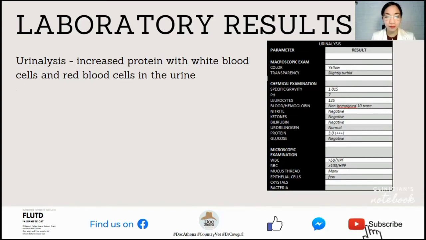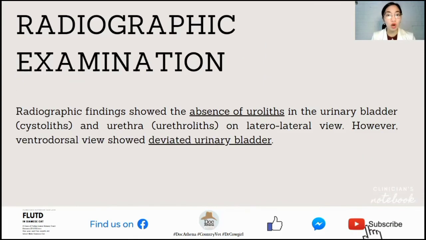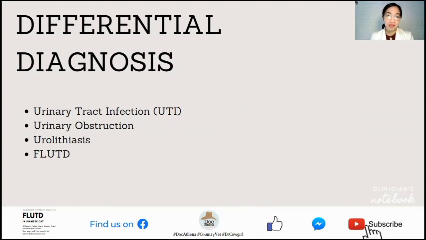Radiographic examination was also performed, and findings showed the absence of uroliths in the urinary bladder, technically called cystoliths, and urethra, technically called urethroliths, on lateral view. However, ventrodorsal view showed a deviated urinary bladder. For differential diagnosis at the time, the list includes urinary tract infection or UTI, urinary obstruction, urolithiasis, and FLUTD or feline lower urinary tract disease.